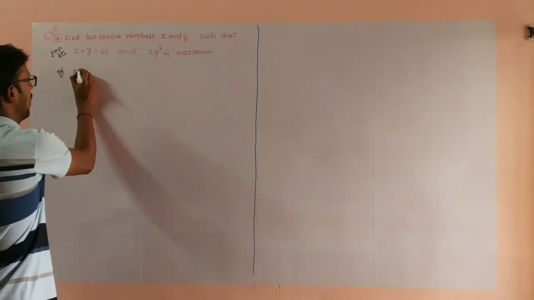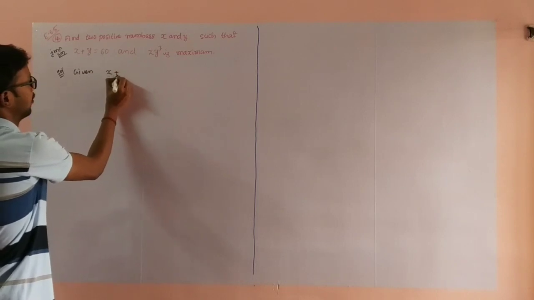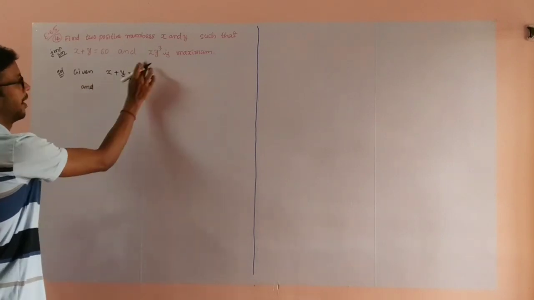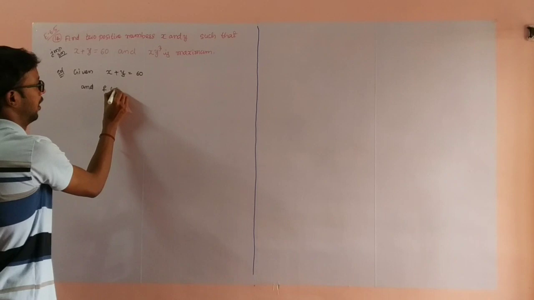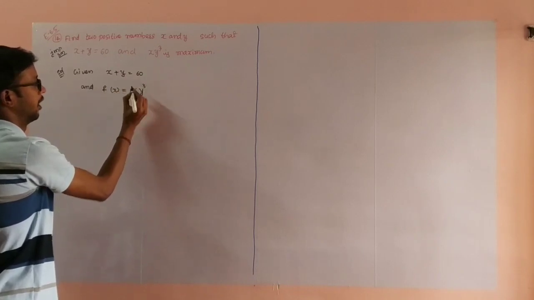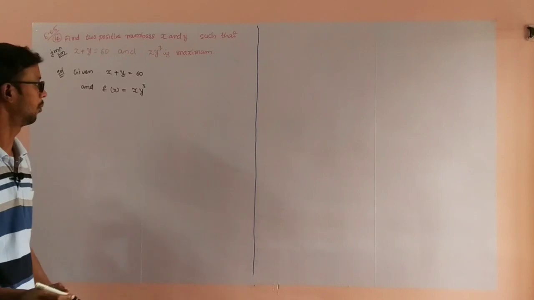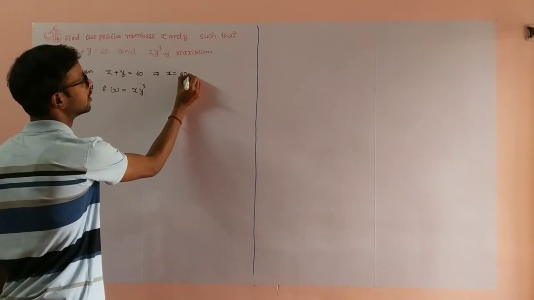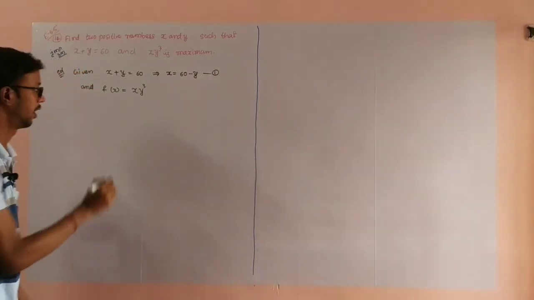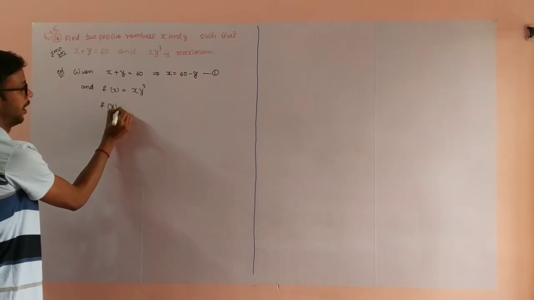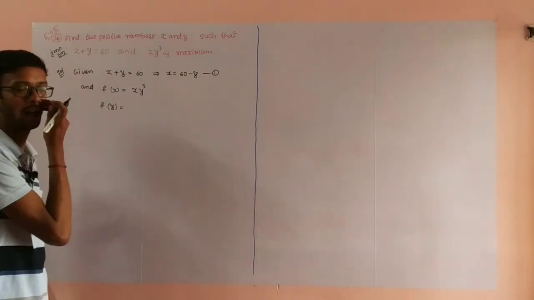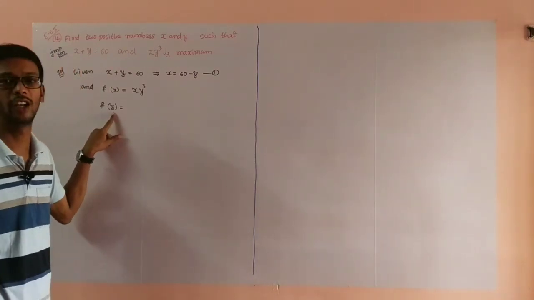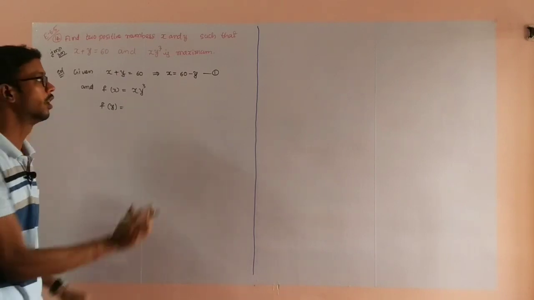Solution. First of all, given x plus y is equal to 60, and this I am taking as a function. F of x is equal to xy cube. This problem I will do in a different method. The x value I will substitute as 60 minus y, equation 1. So this will become f of y. Total converts into a single variable. I am not converting into the x variable, I am converting into the y variable.